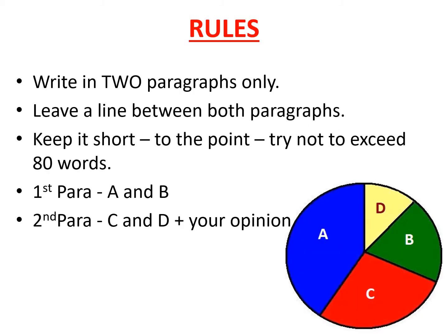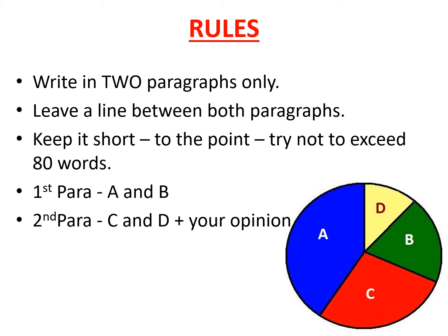Now here are the rules which you need to keep in mind when you describe a pie chart. You have to stick to 2 paragraphs only. You cannot exceed the number of paragraphs. Please see that you leave a line between both these paragraphs. Keep it short and to the point. Do not exceed 80 words. You shouldn't be too elaborate when explaining.